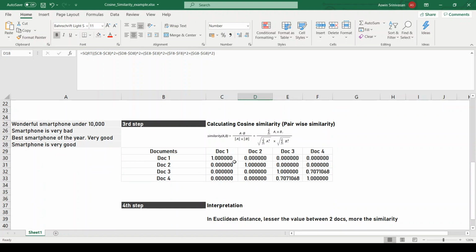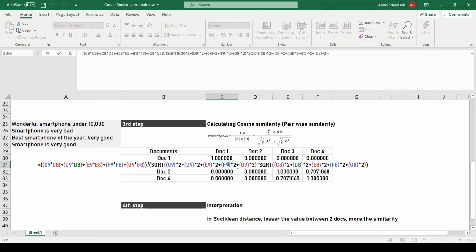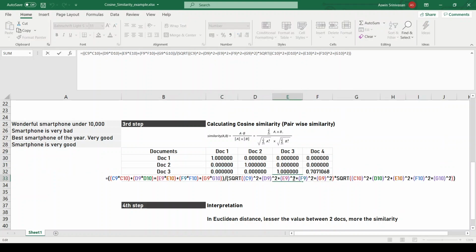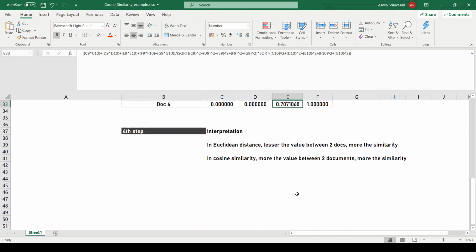Like Euclidean distance, this also we have done in our schooling, probably in the chapter on vector algebra. The cosine similarity is the dot product of vector A and vector B divided by the square root of vector A square multiplied by the square root of vector B square. Here, if you want to calculate cosine similarity between document 1 and 2, the value is 0. Only between document 3 and document 4 we see some value. Having calculated this, the most important thing here is the interpretation.